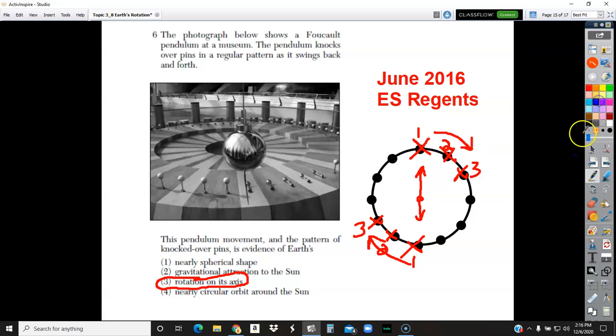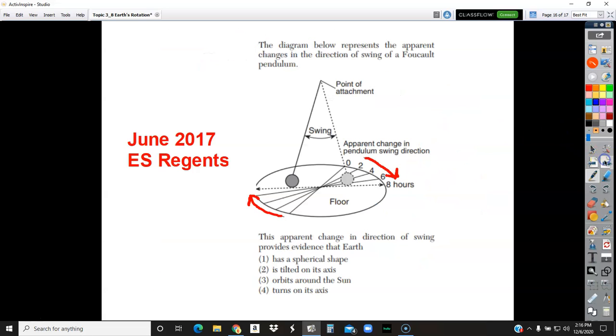So, let's say they did another diagram, right? This would be the 4th pin, and this would be the 4th pin. So they might say, that's the correct answer. Circle the 2 pins that get knocked down, or something like that on a Regents. So look for questions like that on a test.